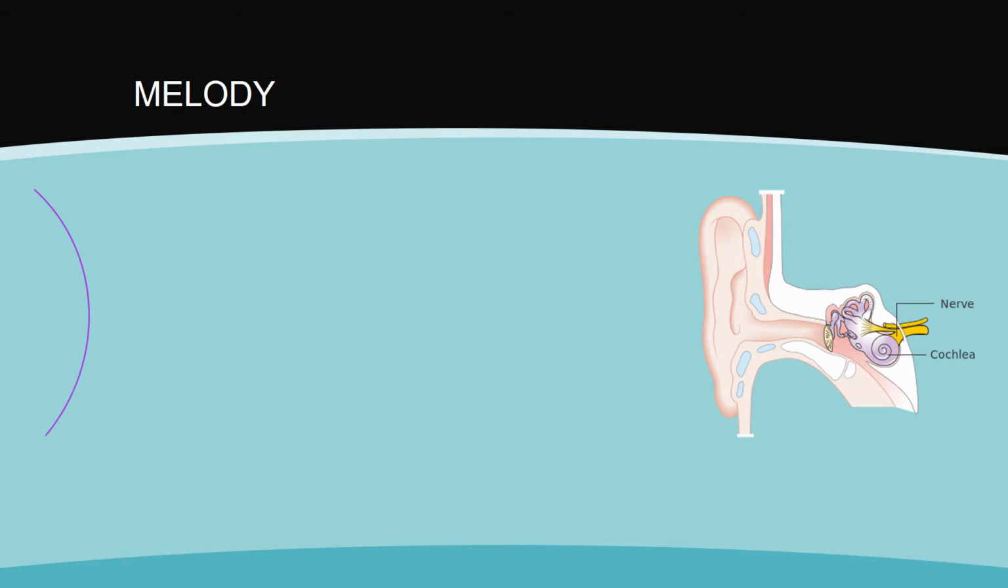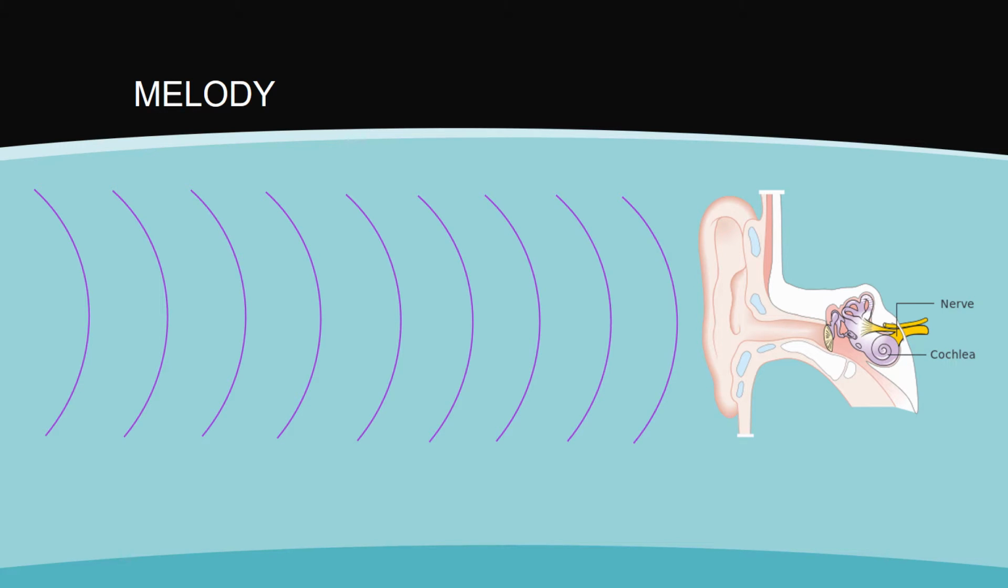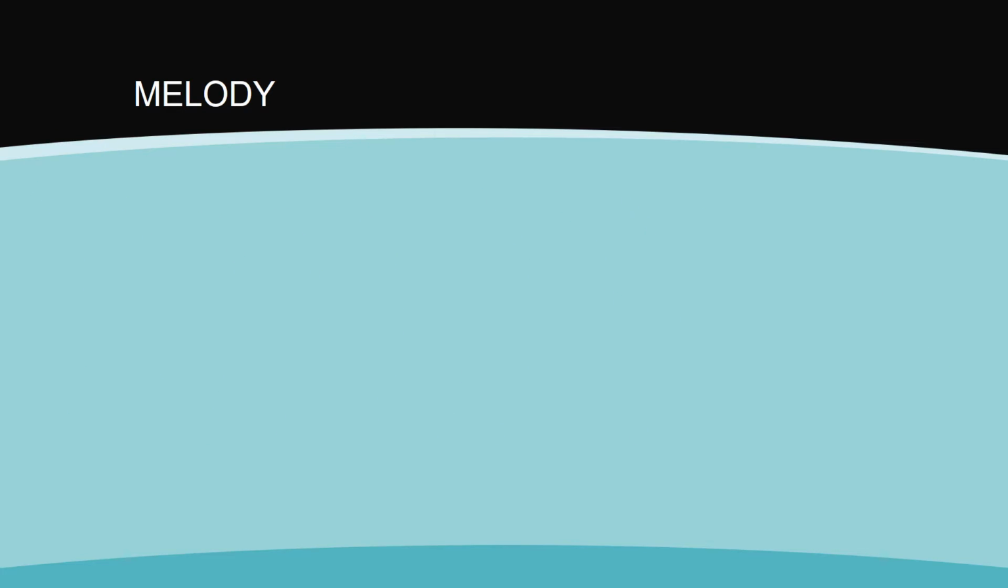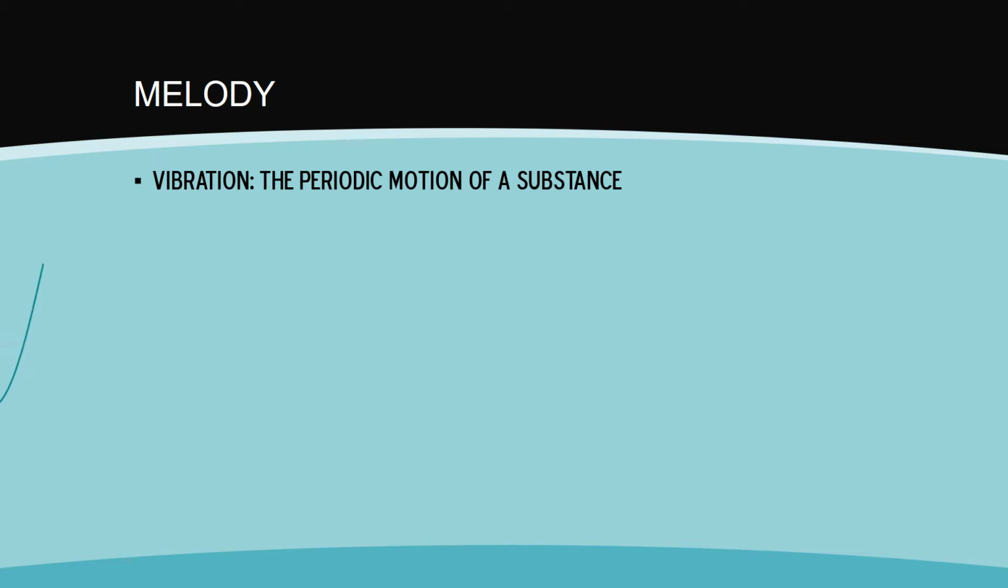Sound, in general, is the sensation perceived by the organs of hearing when sound waves reach the ear. These sound waves are generated by vibrations. Vibration is the periodic motion of a substance. When you play an instrument, parts of the instrument, like the strings or the sounding board, and the air inside and around the instrument vibrate.